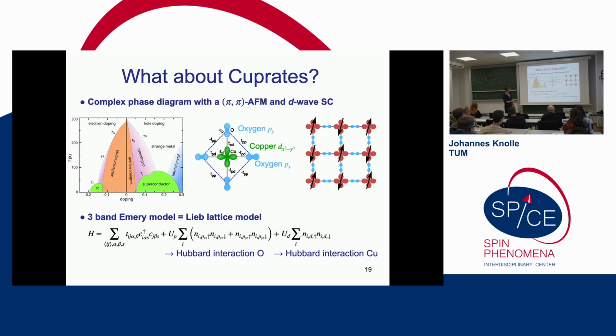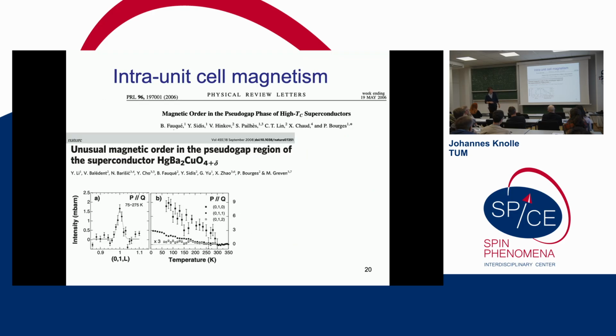Now, usually we always think about the Hubbard interaction on the copper, but there's also an interaction on the oxygens. And then we came across these papers, which were written well before I did physics. This was about the possibility of intra-unit cell magnetism in the coppers. I'll finish that and then I'll give you why this has been falsified already. Let me finish and then we hear why it has been falsified.